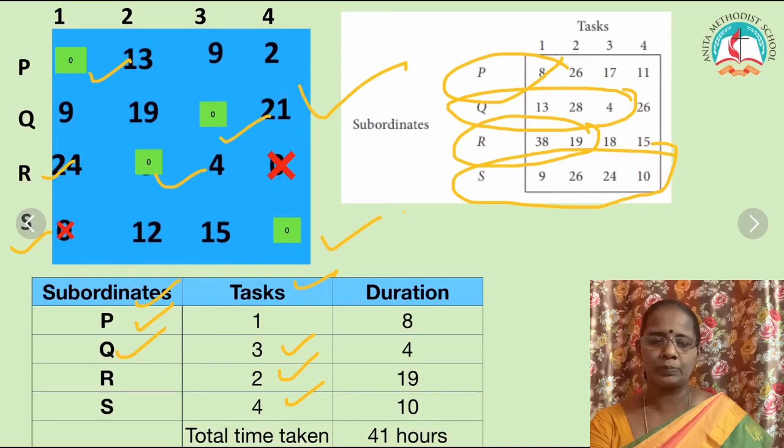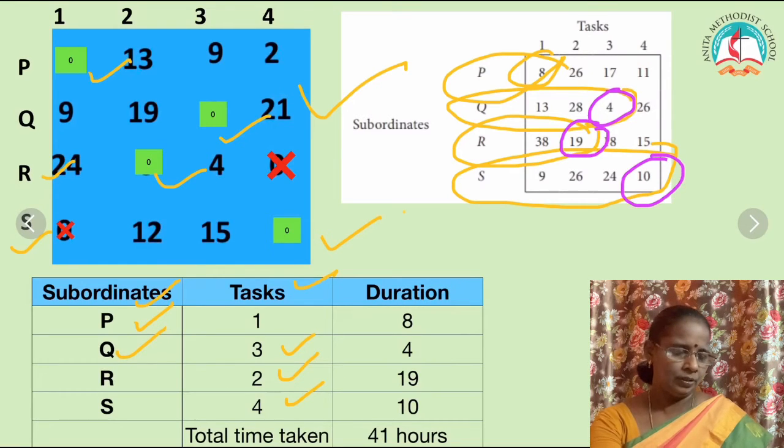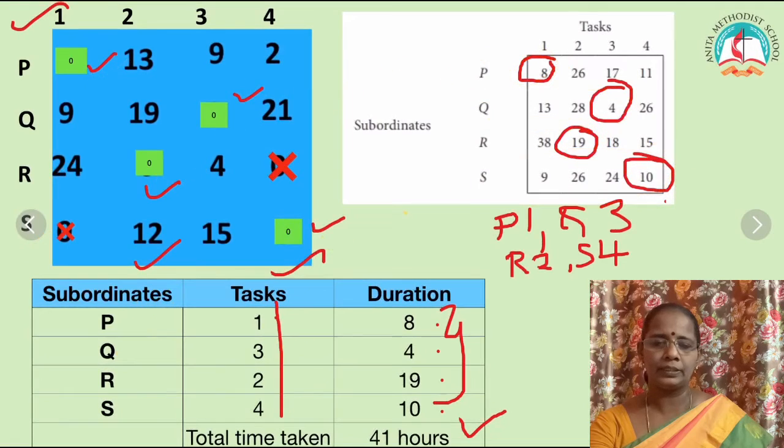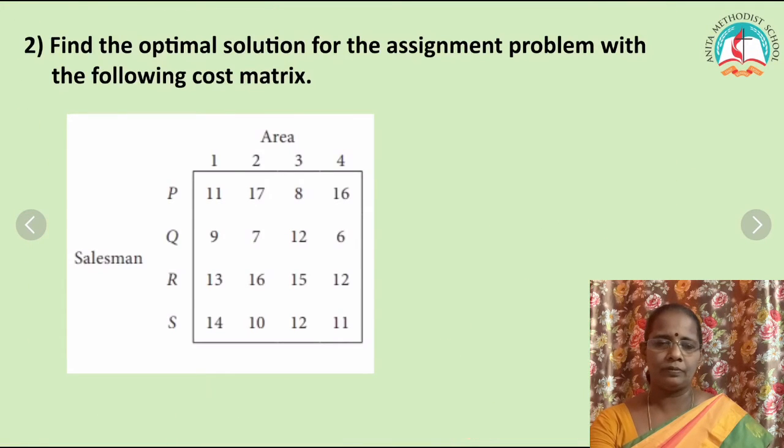So the corresponding duration, because the question gives the time, therefore you have to note down the time: 8, 4, 19 and 10. You have to add 8, 4, 19 and 10. If you add, you will get 41 hours. If you assign like this, they will complete the work in 41 hours.